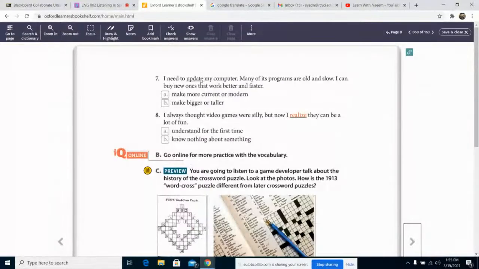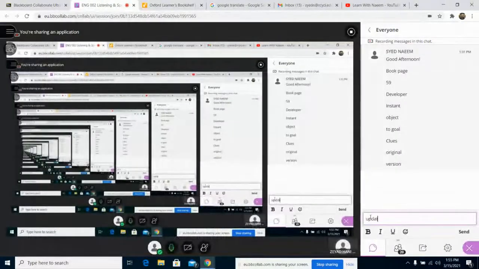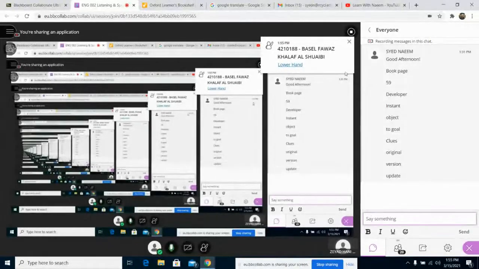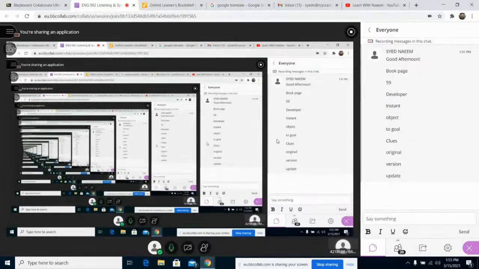Another last two words, update. Update. Yes, Basil, update. Update means make something more current or modern. For example, iPhone 12 has a new update. What happened? Sometimes when you update, do you like the update or you don't like the update? Some updates have some problems, but always they solve many problems. Yeah, but you are right. Excellent.